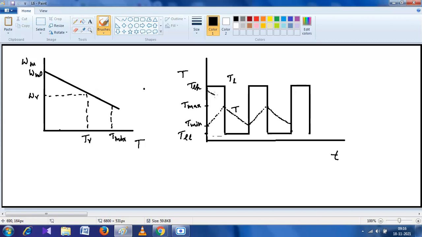When the load demand is more, the speed will drop, and when the load requirement is less, the speed of the system will increase. This is basically omega m.